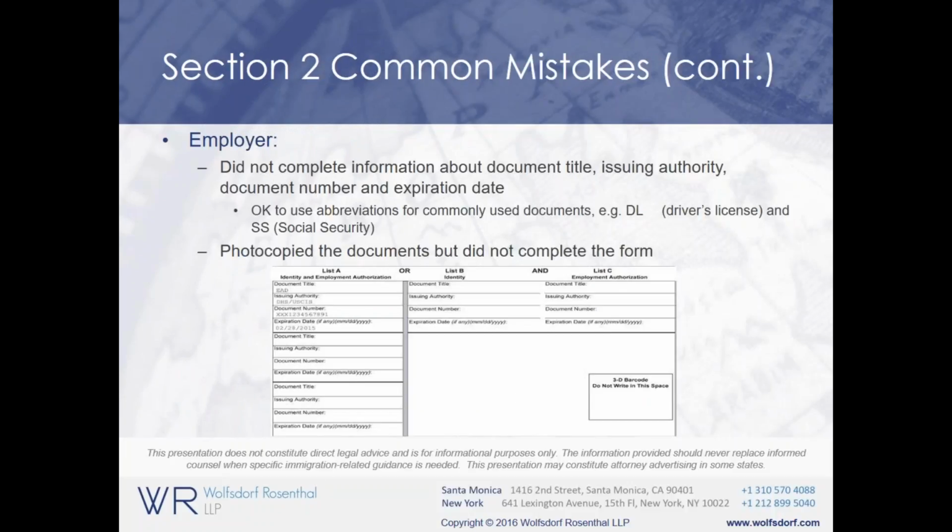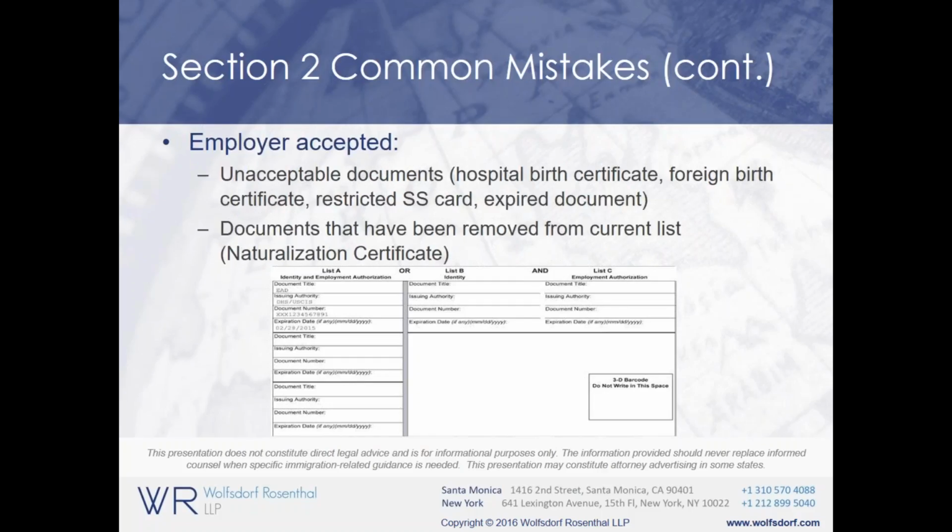The employer, often we see mistakes where the employer didn't complete the information. They didn't put in the document title, the issuing authority, the document number, or the expiration date. These things all must be included. You can abbreviate certain commonly used abbreviations such as DL for driver's license, SS for social security. That's fine. You also must make sure that you do actually fill in this section. You can't just photocopy the documents, attach them behind, and not complete the form.